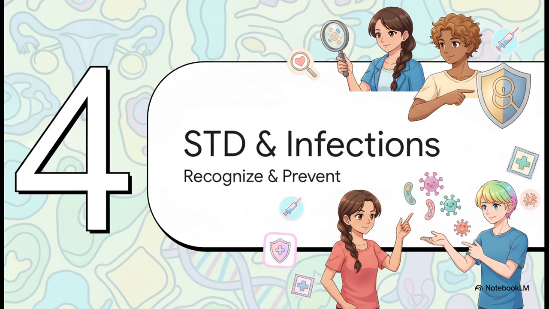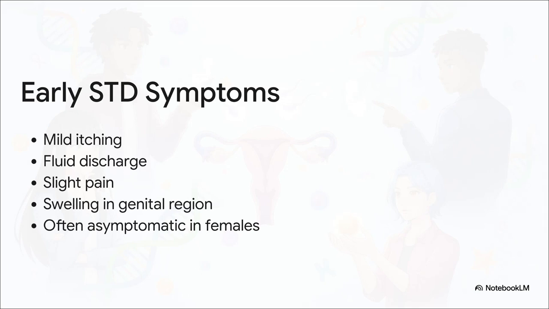Moving right along, Section 4. Sexually transmitted diseases or reproductive tract infections. Keep your energy high, guys, because understanding this is absolutely crucial for personal and public health. So the crucial point here is recognizing the early warning signs, which often include itching, fluid discharge, slight pain, and swelling in the genital region. But here is the major threat.